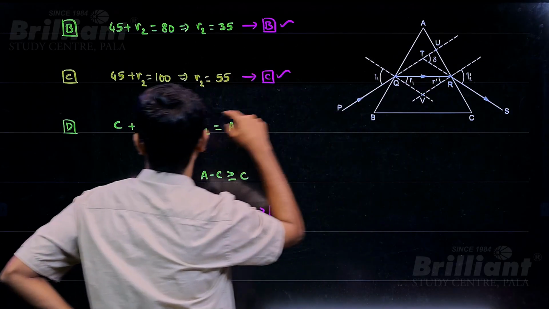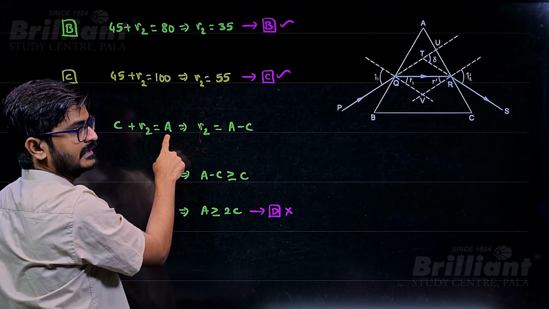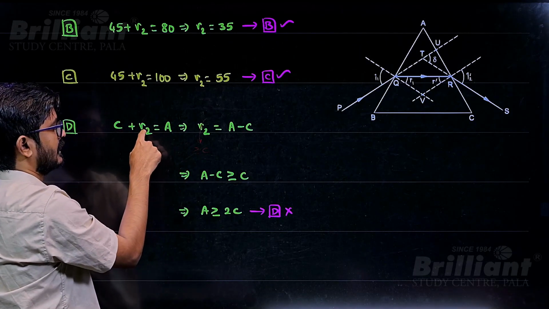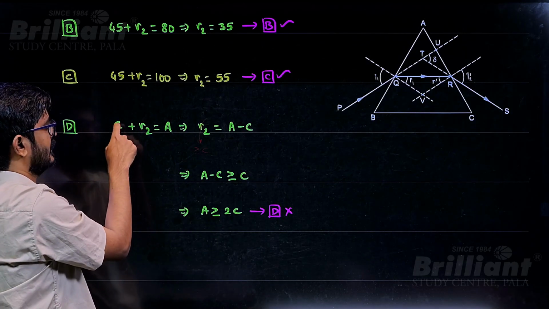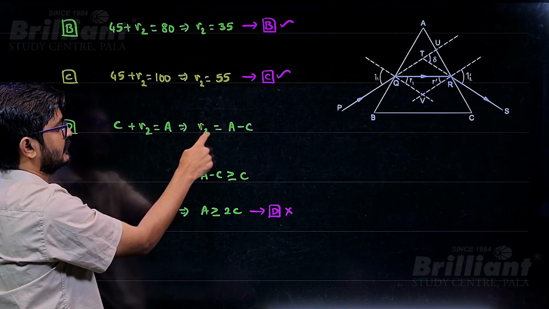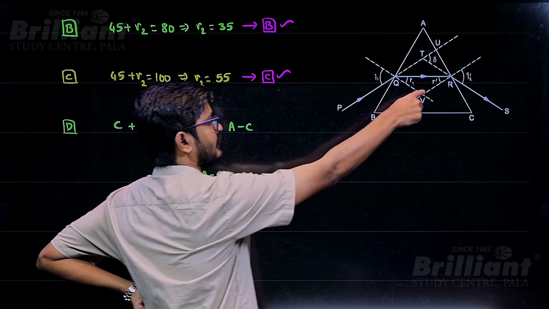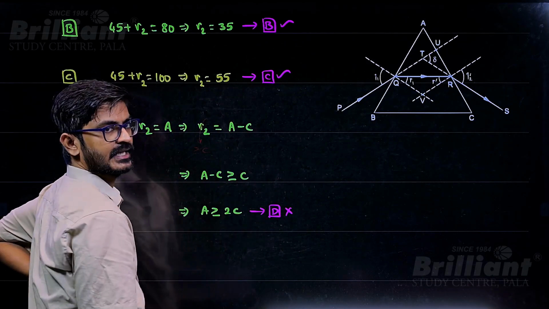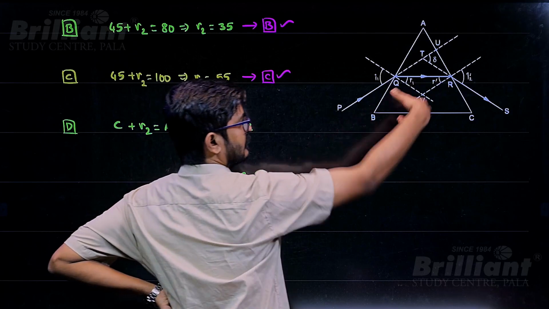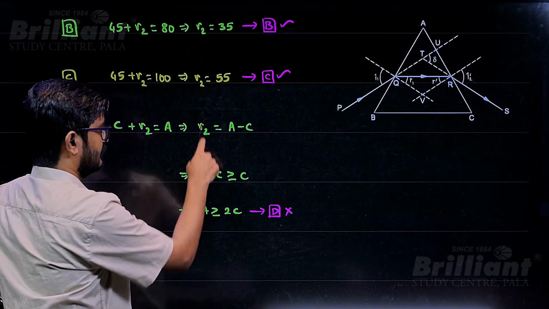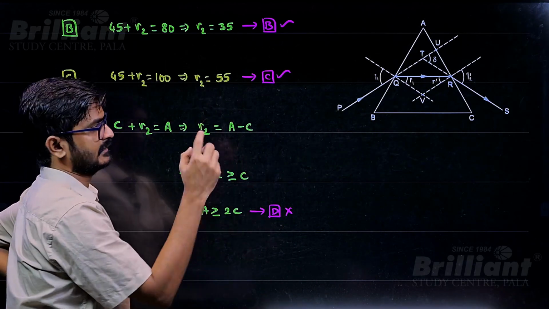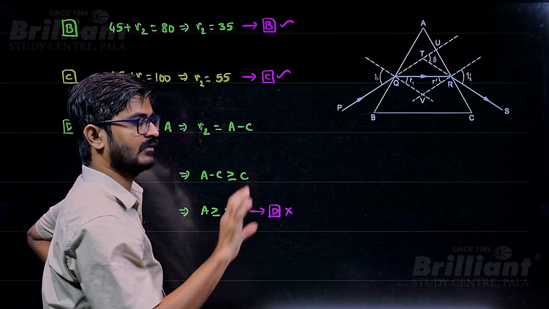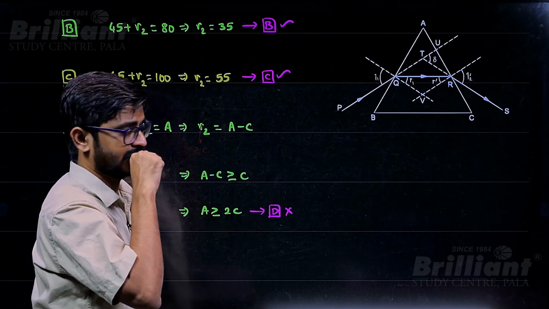This maximum is C, right? So R1 plus R2 is A, I mean minimum. For R2 minimum, R1 has to be maximum, and the maximum value is C, we already understood. So R2 is A minus C. So if R2 is more than the critical angle, that is, if A minus C is more than the critical angle, then all the rays will be totally internally reflected back. If R2 minimum is more than the critical angle, then all the angles will be more than the critical angle, and all the rays will be totally internally reflected back.